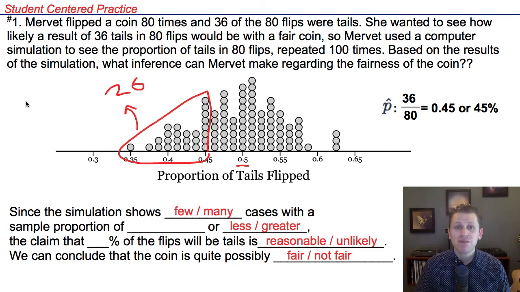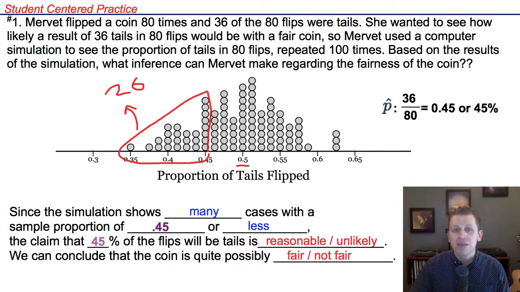So if I flipped a fair coin 80 times, it's very likely to get 45%. And we are basing this only on the simulation, because think about it. The simulation shows many cases. Remember, there's 26 cases out of 100. That's a lot. So it's showing many cases with a sample proportion of 45% or less. That's 26% of the time this could happen.